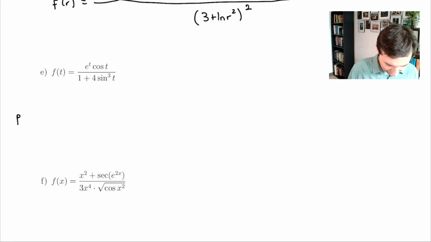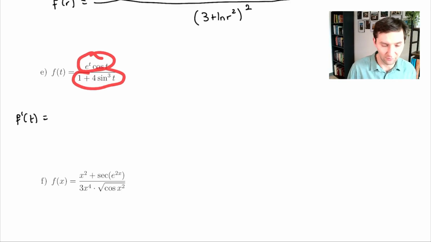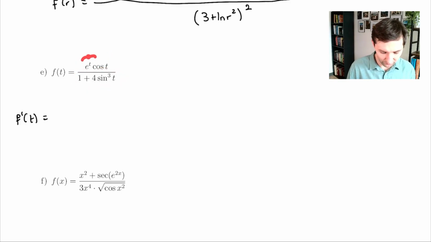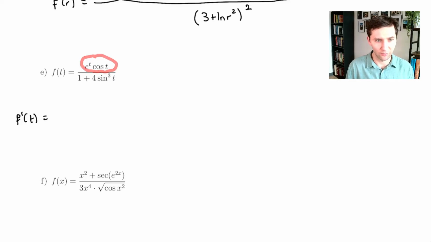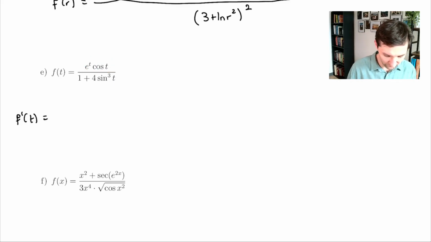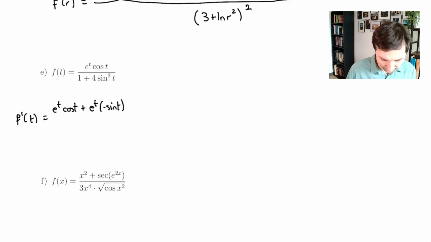I first take the derivative of the numerator because I will apply the quotient rule. I have top function, bottom function. At the top, to take the derivative, I will use the product rule. The derivative of e to the t is e to the t. I multiply it by the second function, cosine of t, and I add to it the first function, e to the t, multiplied by the derivative of the second function. The derivative of cosine is negative sine of t. This is the derivative of the top.